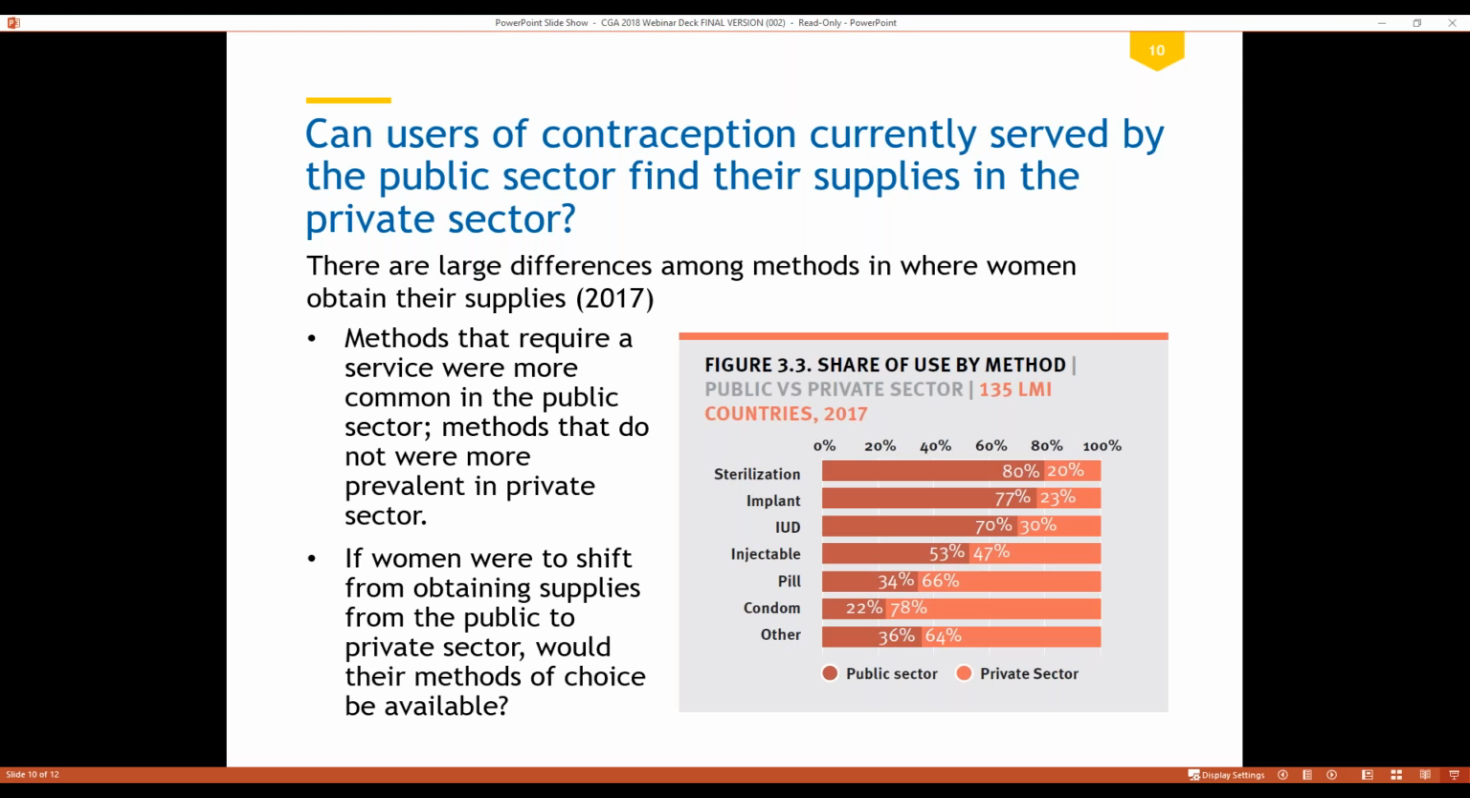So this brings up a question. If we think that one of the ways to deal with stagnating donor funding is seeing more women seeking methods in the private sector, we really need to think about whether the private sector has the capacity to absorb those additional users, but also whether women would be able to find the method that they are currently using or want to be using within the private sector. So we need to balance the idea of women moving between sectors with what methods are on offer and how much capacity there is to provide those methods.